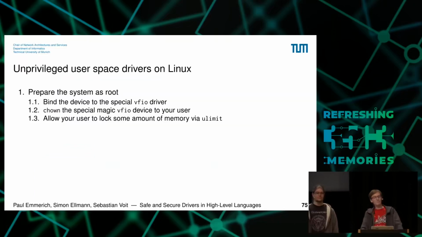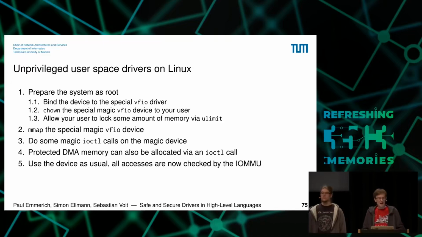How do you do that? To use the IOMMU specifically on Linux, there is a nice subsystem called the VFIO subsystem, and this is what we can use. We just need to prepare the system as root. This is a one-time step as root. We can bind the device to the VFIO driver instead of to no driver at all. We can change the owner of the resulting magic device file and pass it to an unprivileged user. Then we have to give the unprivileged user permissions to lock memory, to allocate DMA memory, but we can also restrict them. You are allowed to allocate 512 megabytes of locked DMA memory, and then all the remaining steps can be done as an unprivileged user.